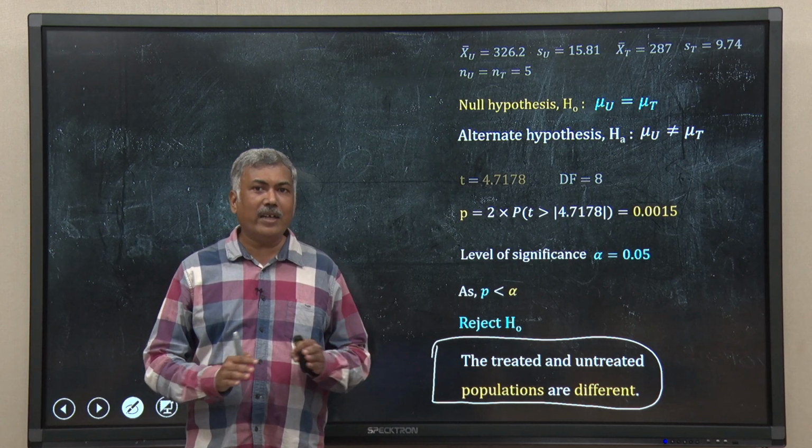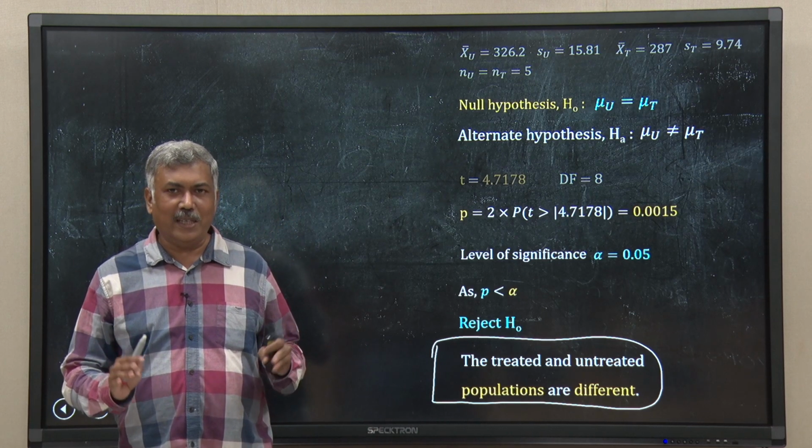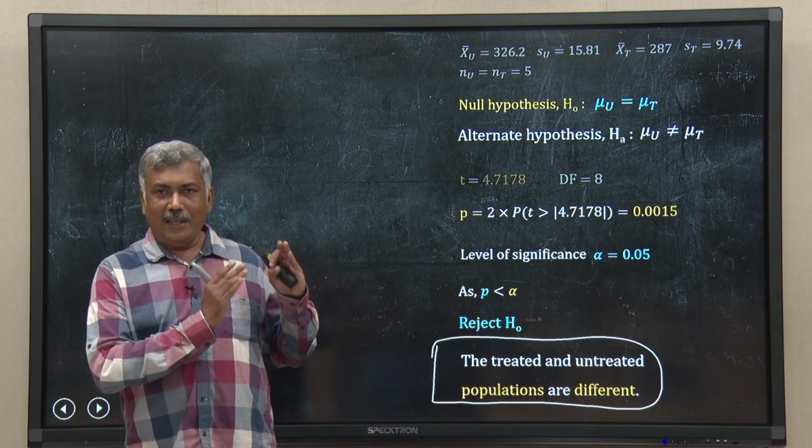So, till now I had not dealt with the alternative or experimental hypothesis, I was still dealing with the null hypothesis.